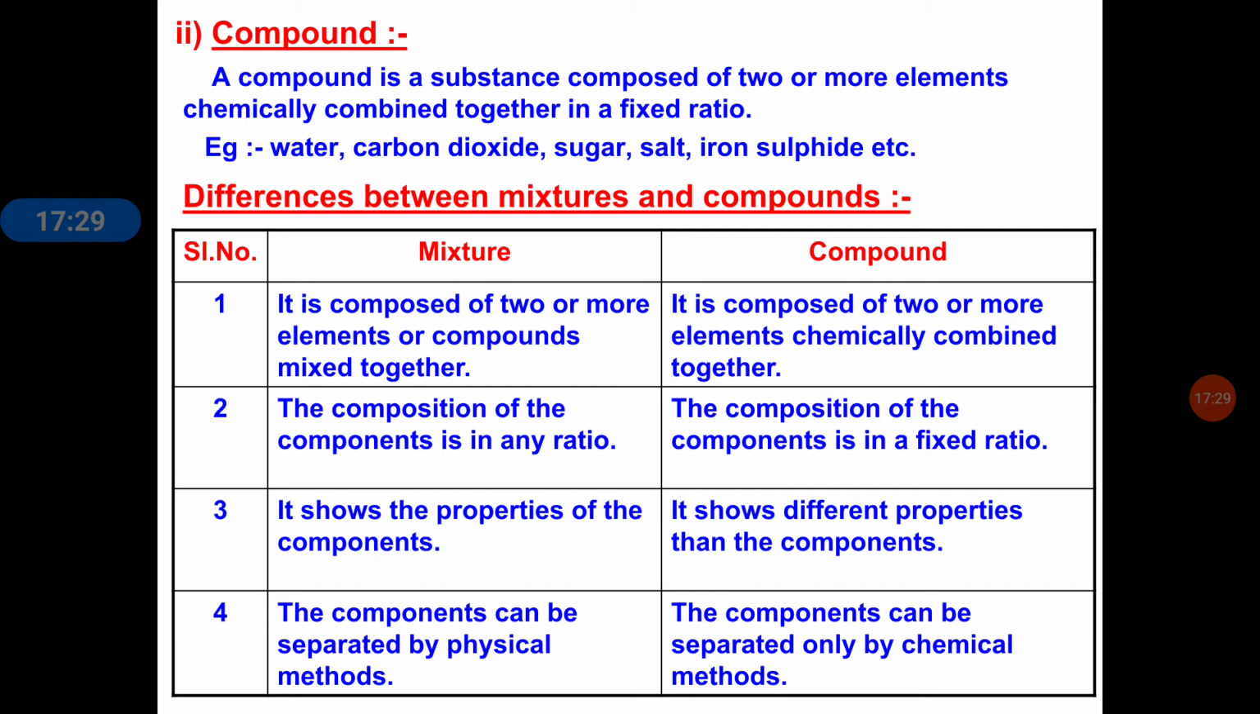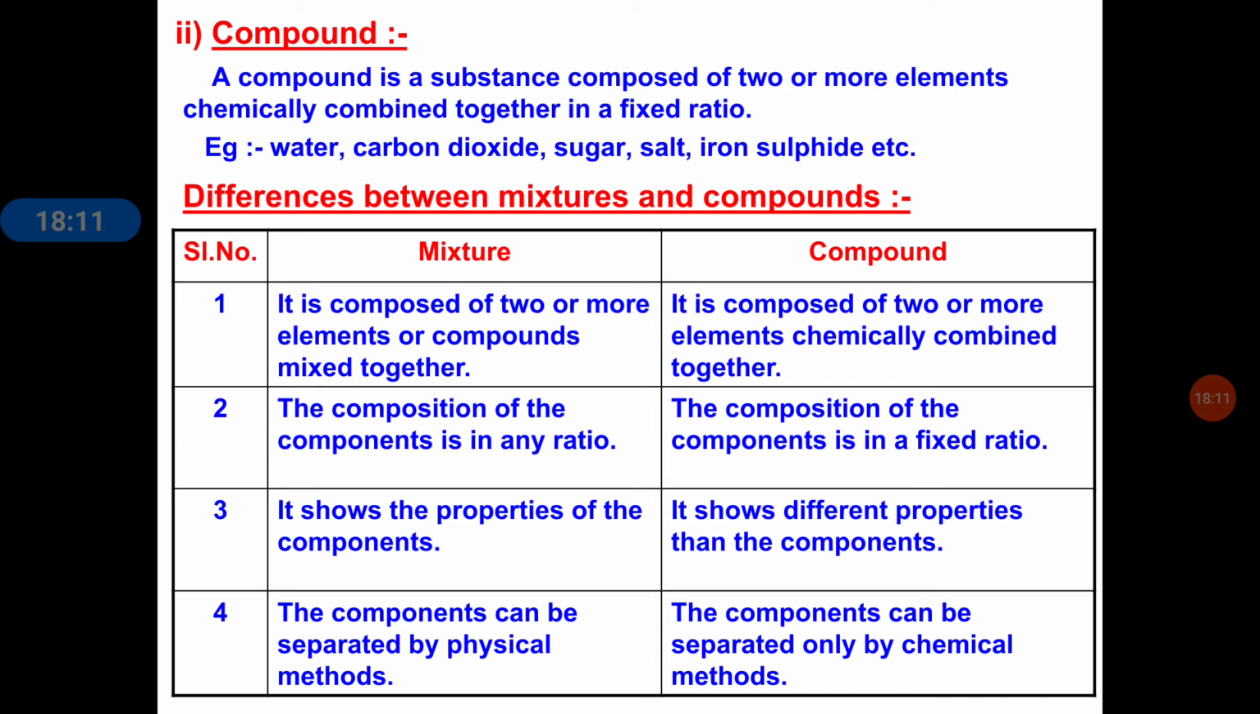Then the second difference between mixture and compound: the composition of components. In a mixture, the composition is not fixed. The components can combine in any ratio. But in a compound, the components are combined in a fixed ratio. Suppose, just now I told you the example, in water H2O, hydrogen and oxygen are combined in a 1:8 proportion always. Though it may be the water of the sea, a lake, or any place, the ratio of hydrogen and oxygen in that water is fixed, that is 1:8.